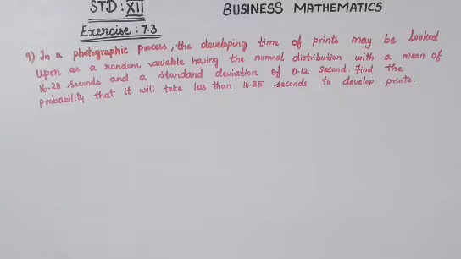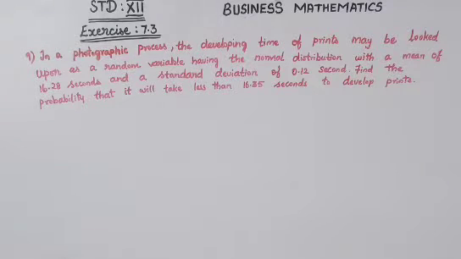Standard 12th Business Mathematics, Exercise 7.3. Ninth question. In a photographic process, the developing time of prints may be looked upon as a random variable having the normal distribution with a mean of 16.28 seconds and a standard deviation of 0.12 second. Find the probability that it will take less than 16.35 seconds to develop prints.